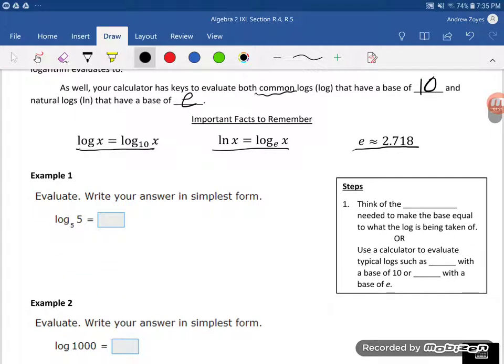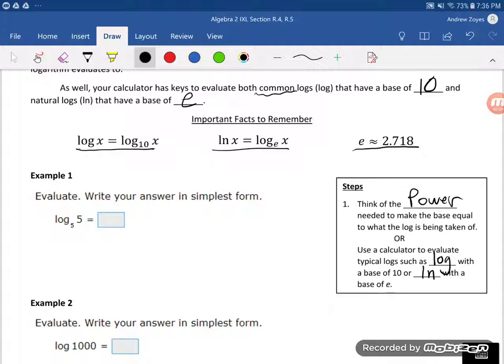Before we do so, remember our steps: we need to think of the power needed to make the base equal to what the log is being taken of. So remember, we are looking for the power that the base needs to become what the log is being taken of. And we can also use a calculator to evaluate typical logs, such as log with a base of 10 or log with a base of e. So remember, this is the common log with a base of 10, or just log, and this is the natural log, ln, with a base of e. Okay, let's go ahead and look at this.